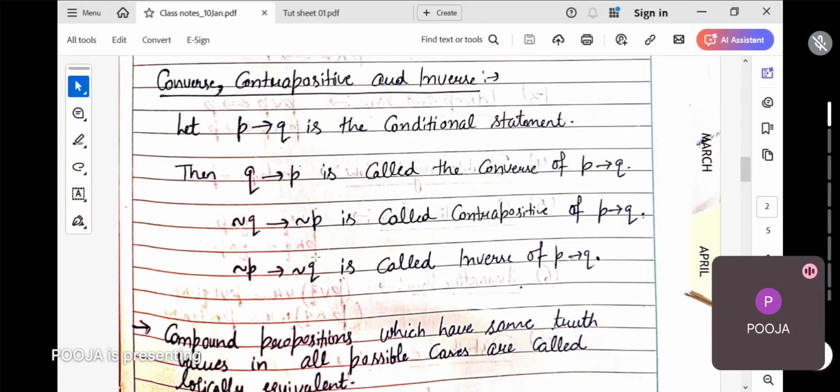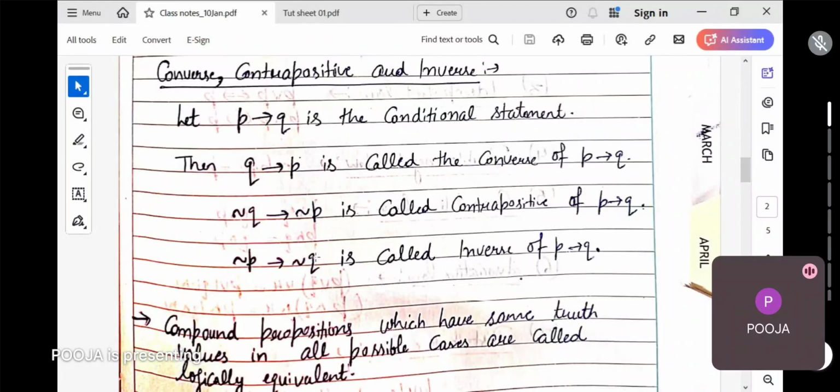Now you can have some questions regarding this converse, contrapositive, and inverse. I will show it in the tutorial that I have already uploaded on Google Classroom as well. So we will do some questions for these three.